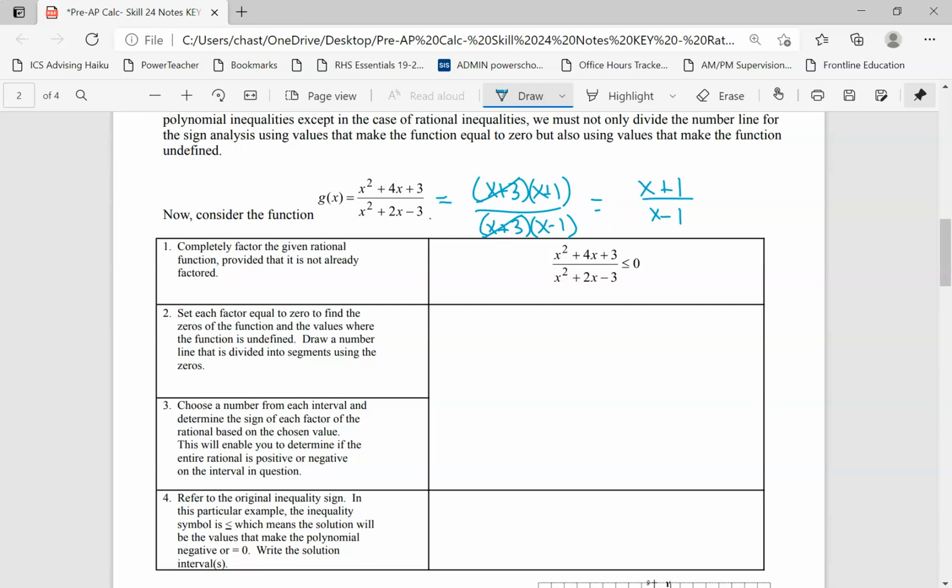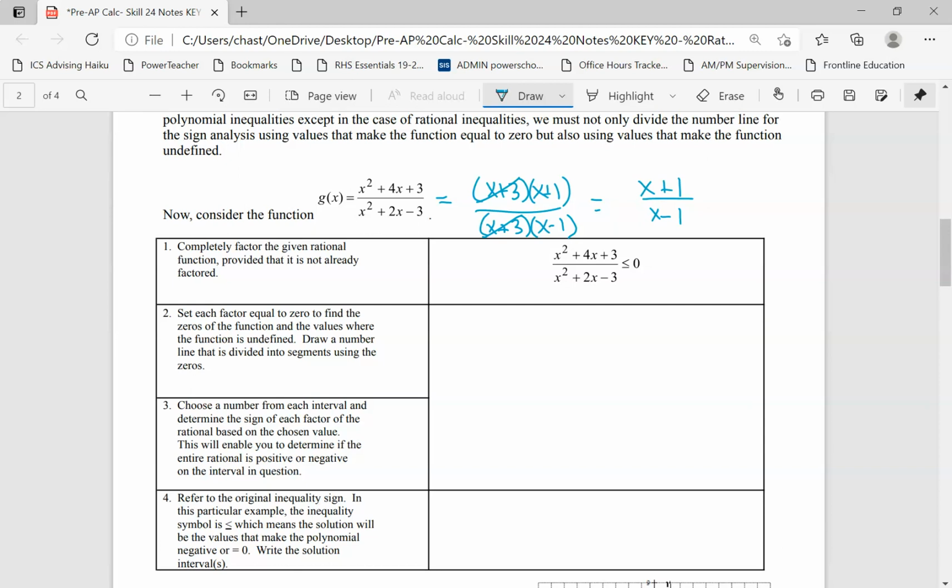But what we have to consider is that we would not be allowed to have x + 3 equal to 0 in our solution when we solve an inequality or an equation. So let's say I wanted to know, when is this function less than or equal to 0?